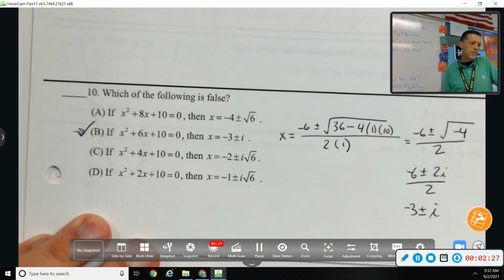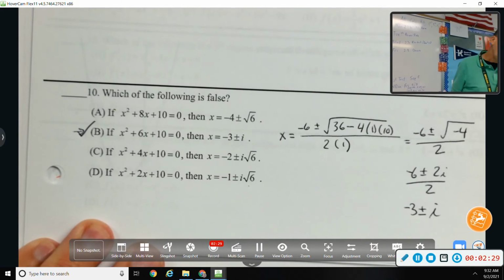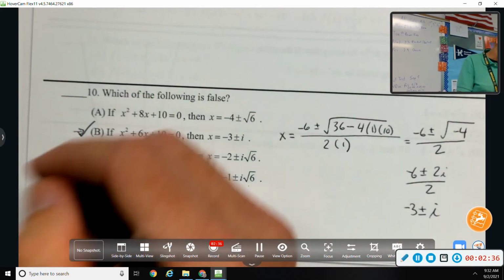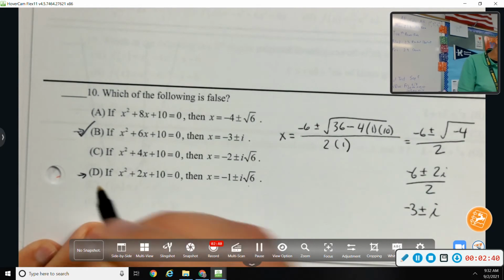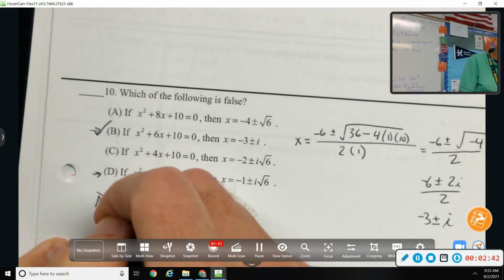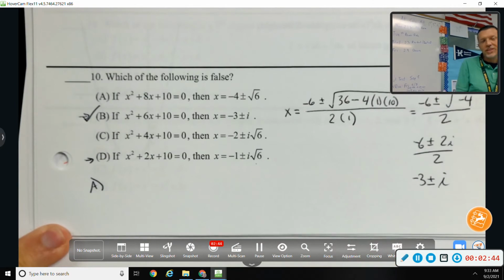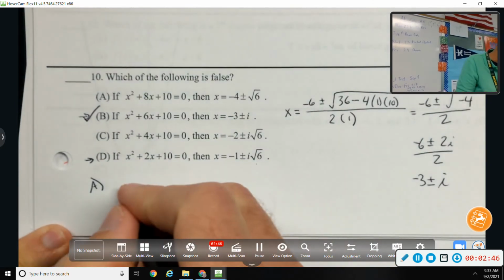Well, wouldn't D be the next one to try? So you want to try D next? Because it's a negative 1. I have a feeling it's A. I mean, actually, no. Let's start with A. I don't know. Well, we'll start with A then. B is the one that looked different, but that one works. So let's start with A.